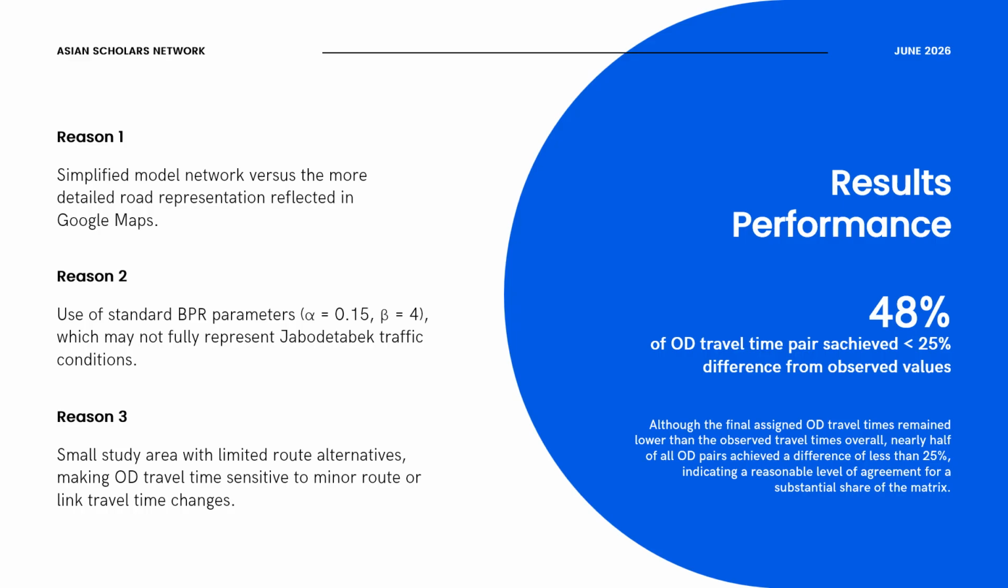The study identifies 3 main reasons for the remaining difference. First, the model uses a simplified network, while Google Maps reflects a more detailed road representation. Second, the assignment applies standard BPR parameters, which may not fully represent Jabodetabek traffic condition. Third, the study area is relatively small and has limited route alternatives, making OD travel time sensitive to minor road or link time changes.